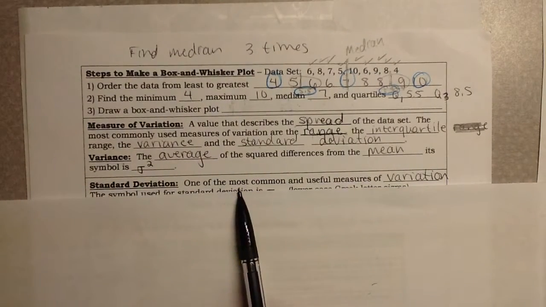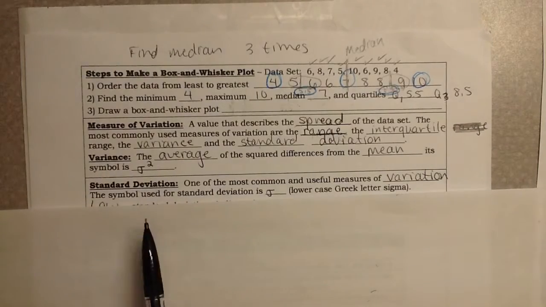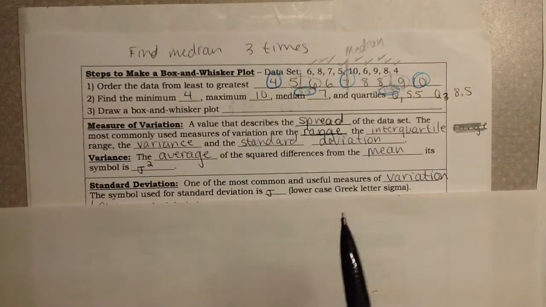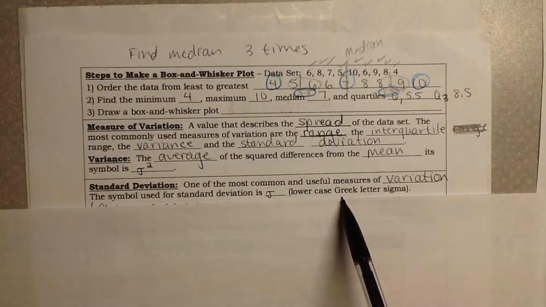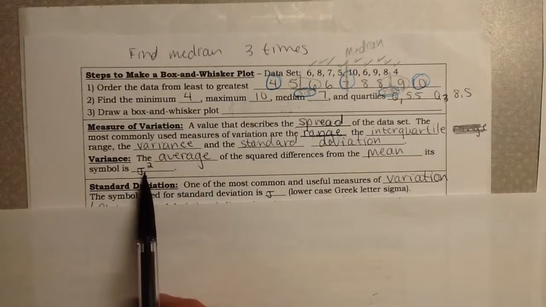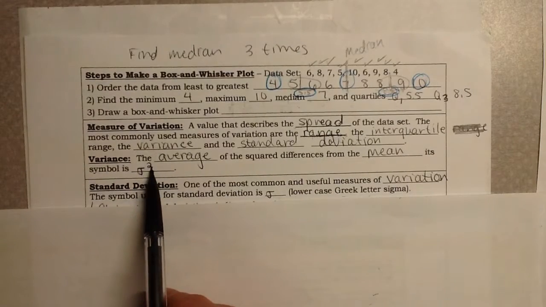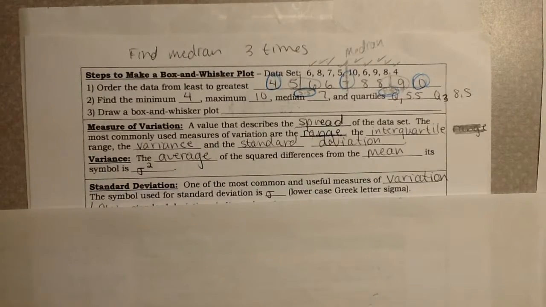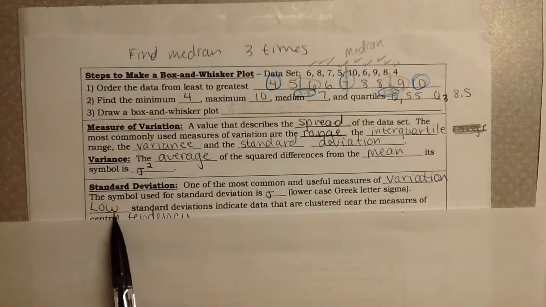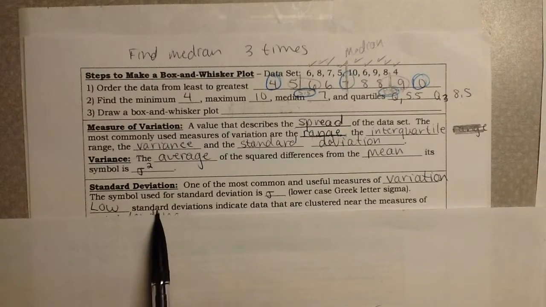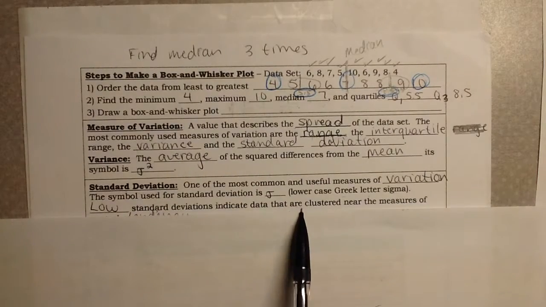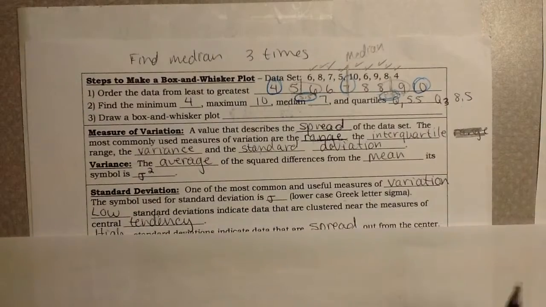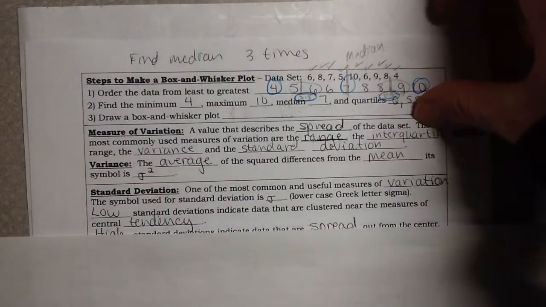Standard deviation is one of the most common and useful measures of variation. The symbol used for standard deviation is sigma. It's the lowercase Greek letter. So notice that the variance is sigma squared. So that means once we find the variance, in order to get the standard deviation, all we need to do is take the square root. Now, low standard deviations indicate the data are clustered near the central tendency.